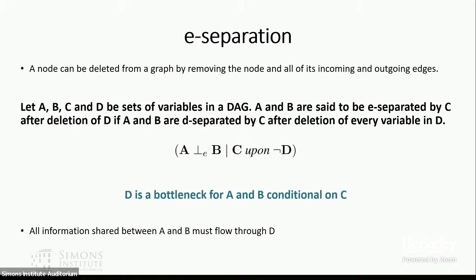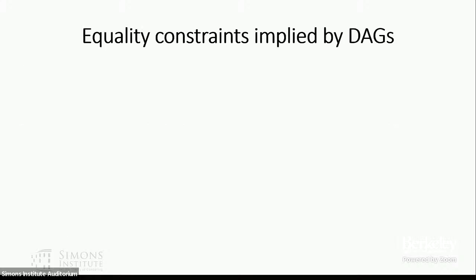In other words, when D is a bottleneck, all information shared between A and B, conditional on C, must flow through D. Great. Now that we have these definitions, we can talk a little bit more about equality constraints implied by DAGs. This is the idea that we are already familiar with.